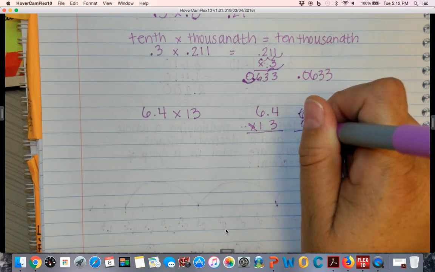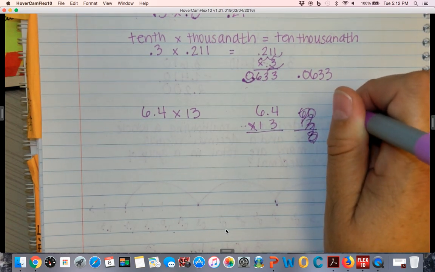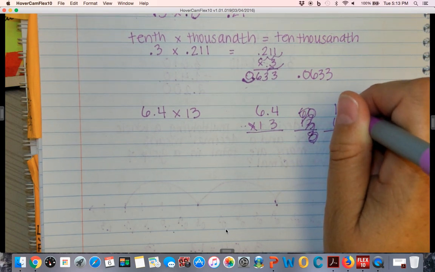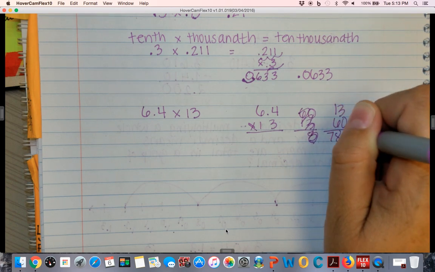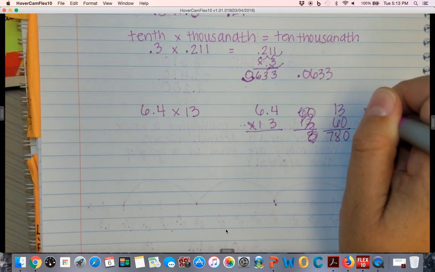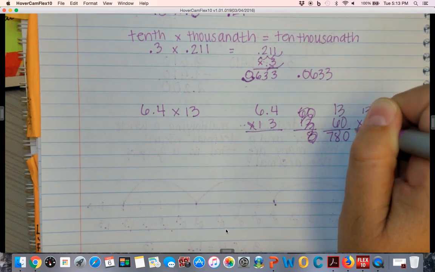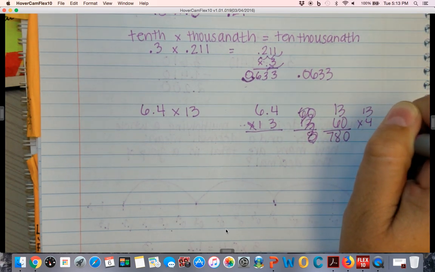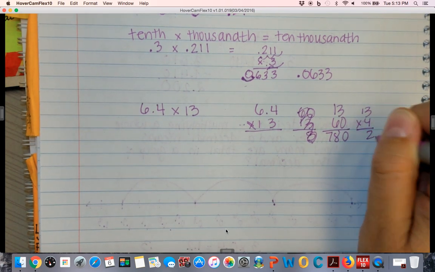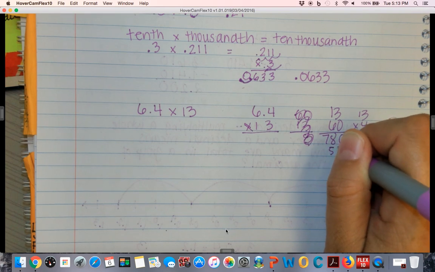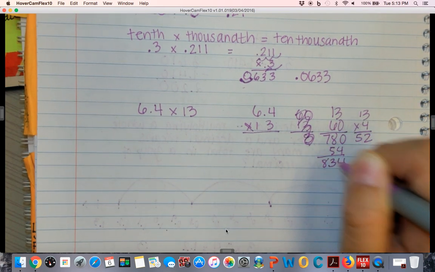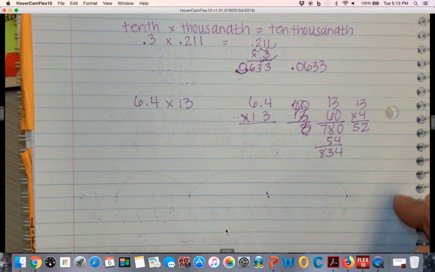Wait, I'm going totally backwards. I told you my brain is fried. 13 times 60. That way I only have to do the first part. 6, 12, 18, 780 plus 13 times 4. That's going to give me my 60 and my 4. Man, my brain is really fried, guys. I'm sorry. 4, 8, 12, 52. Add them together. I get 834.